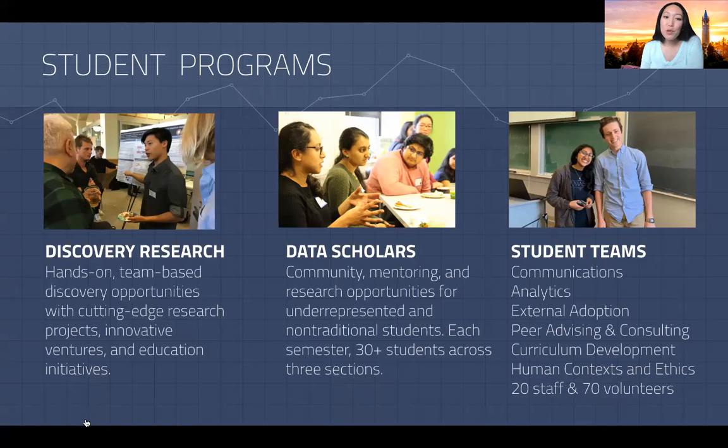We also offer a program called Data Scholars, which is intended to support students who are underrepresented or potentially first-generation college students looking for some extra support in the data science community. We also have an application for this program that's open each semester. It'll be linked on our website.